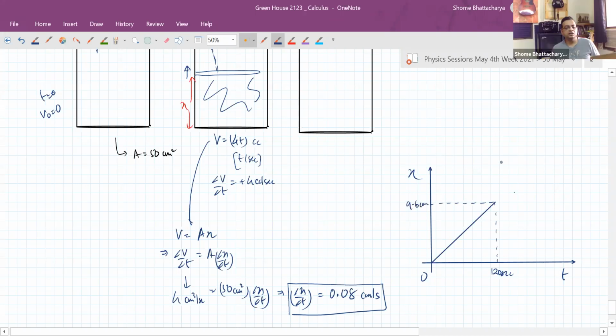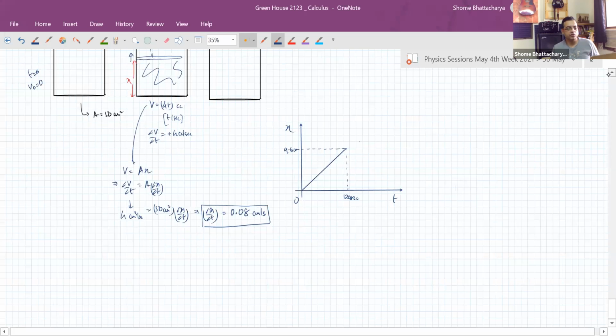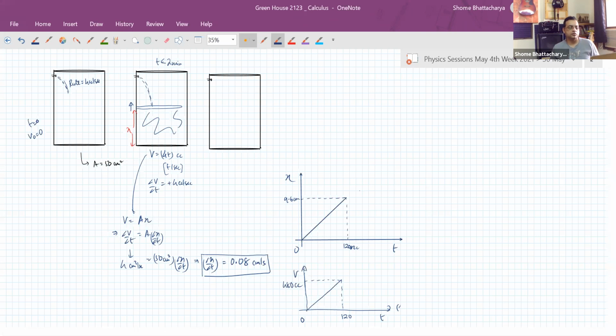Or similarly, if I think of a volume versus time graph, that will also have a similar shape. It will be a straight line, but at 120 seconds, the volume would have increased to 120 into 4. So 480 cc, cubic centimeters.